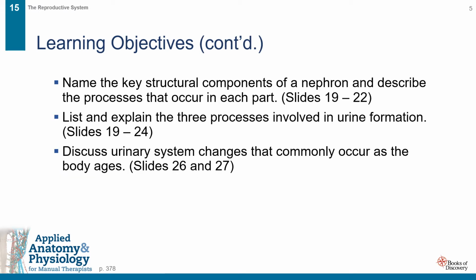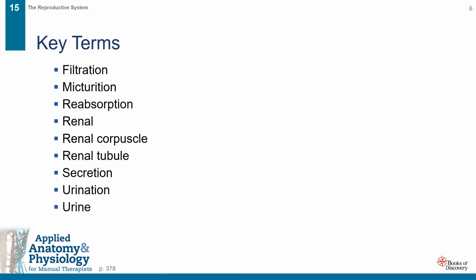name the key structural components of a nephron and describe the processes that occur in each part, list and explain the 3 processes involved in urine formation, and discuss urinary system changes that commonly occur as the body ages. The key terms will be filtration, micturition, reabsorption, renal, renal corpuscle, renal tubule, secretion, urination, and urine.